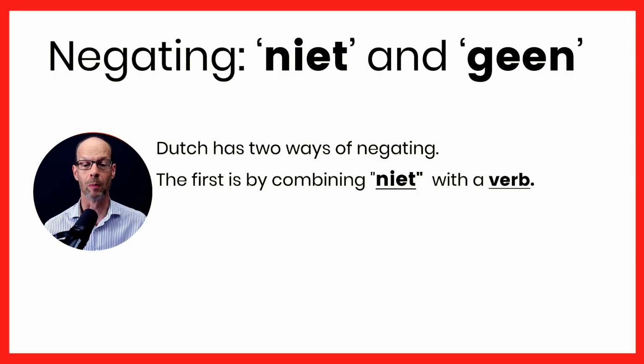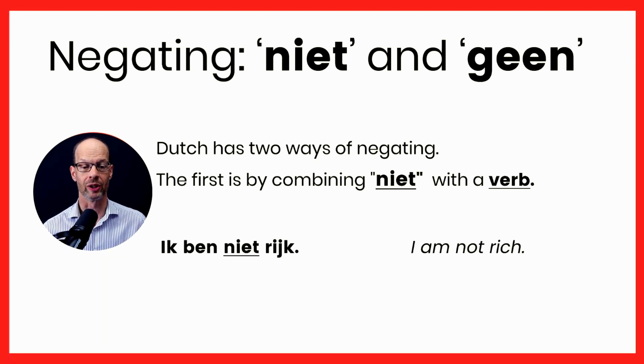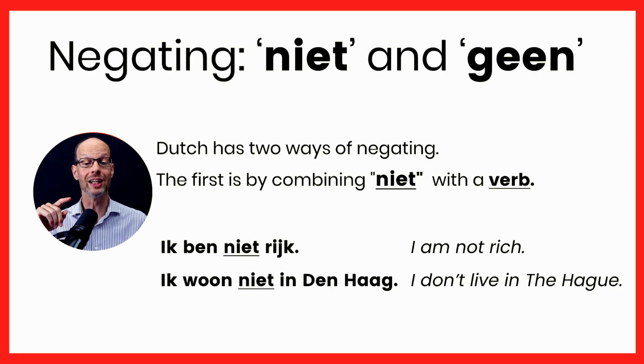The first is by combining niet with a verb. So niet is used in combination with a verb. For example, ik ben niet rijk. I am not rich. So it tells you something about the verb ben. I am not, right? Ik ben niet rijk. Another example is ik woon niet in Den Haag. I don't live in The Hague. So the niet tells you something about the living, that you're not living there. Okay, so that's how you make that negative, niet.